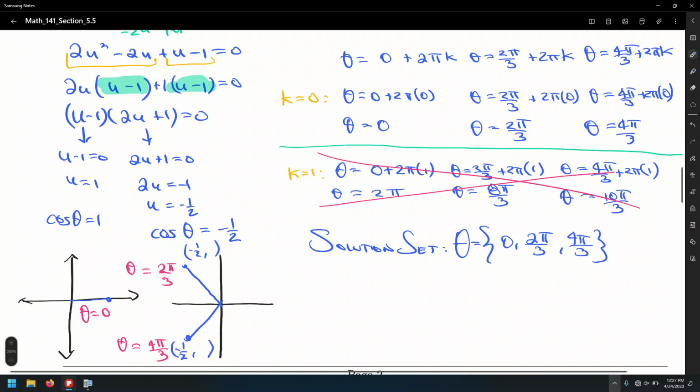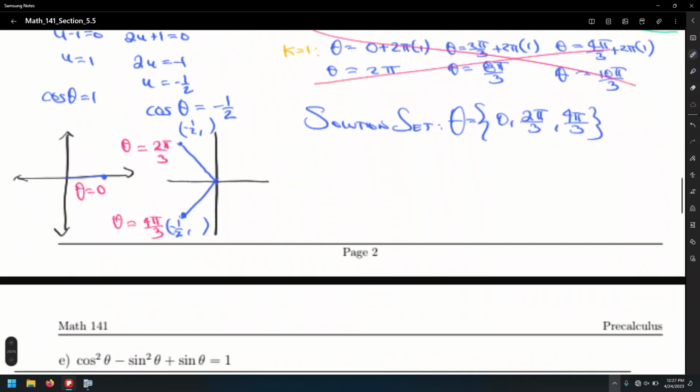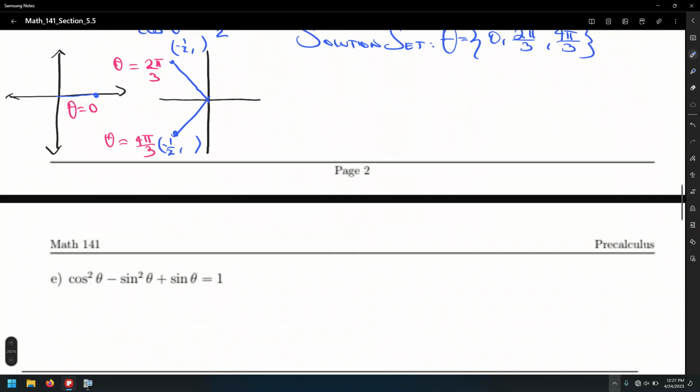That's one more equation here. All right. Let's see about another example. Let's see how many more we have right here. Okay, letter E.